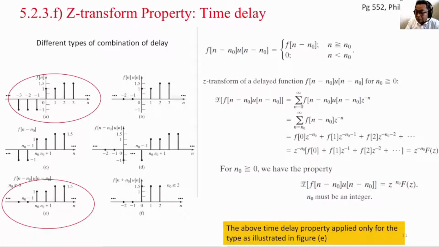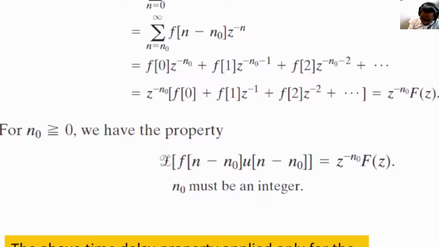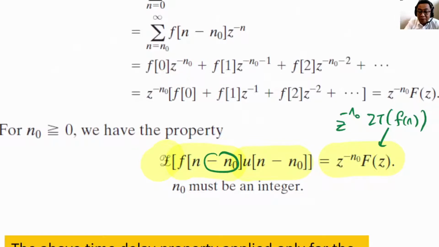We'll now deal with the Z-transform time delay property. In the Z-transform time delay property, basically it works like this. The Z-transform of f[n - n0] multiplied by u[n - n0] is simply the original Z-transform, F(z), multiplied by z^(-n0), if the expression f[n] is delayed by n0.